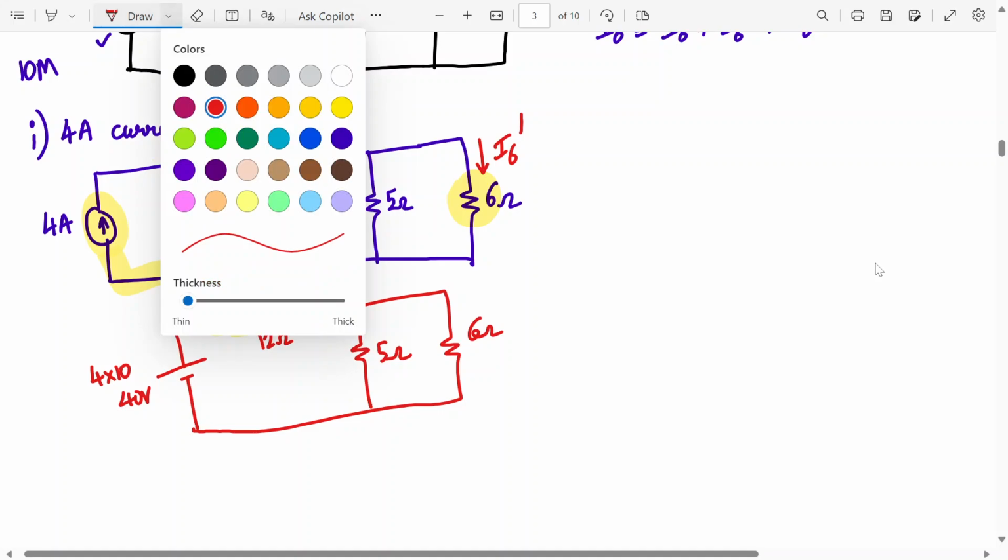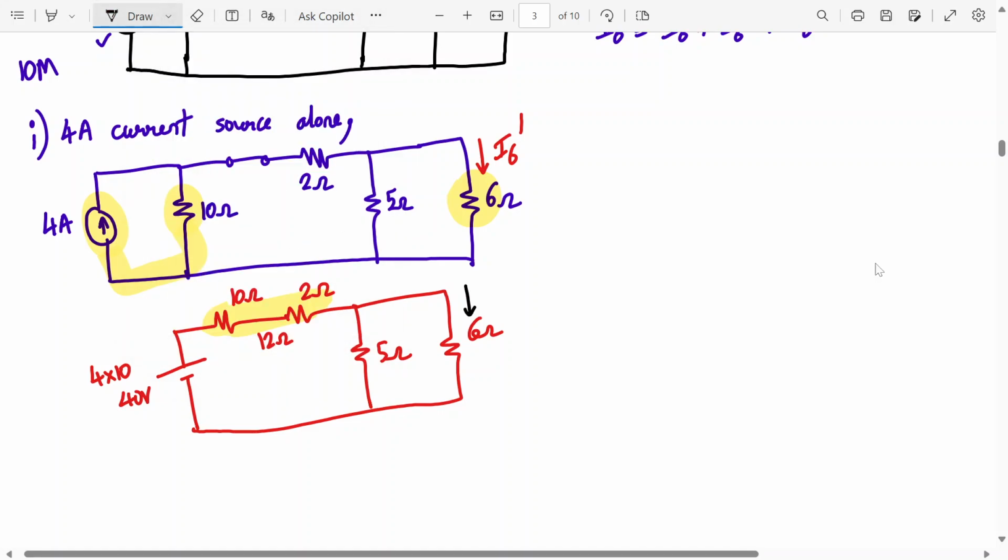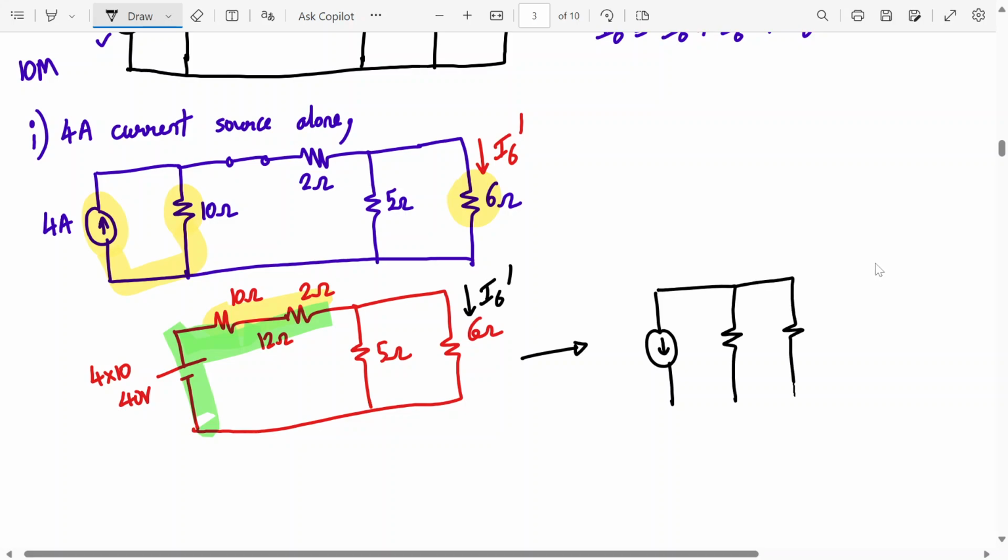Now, how do we find I6 dash? Again, source transformation. You can apply source transformation, very good. So, this voltage source, let me show it to you. This voltage source with a series resistance gets converted into a current source with a parallel resistance. So, this resistance value will be 12, here it is 5, and this is 6. Sir, the arrow will be upward, right?